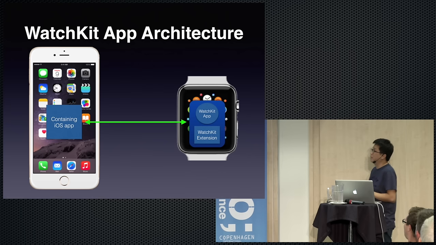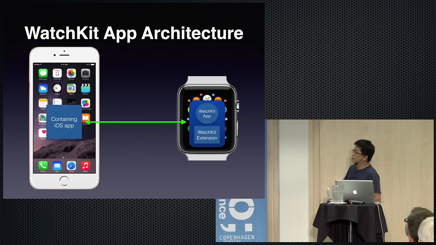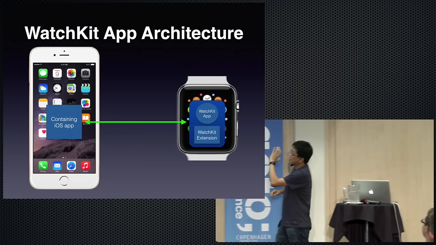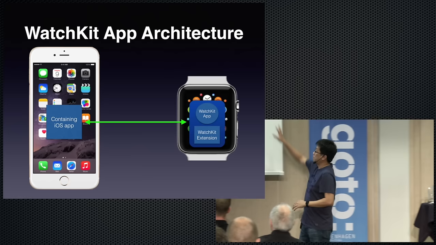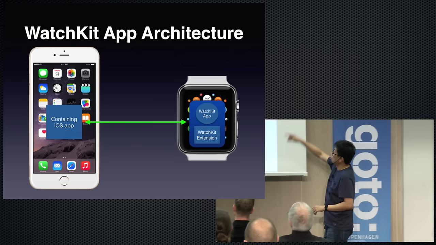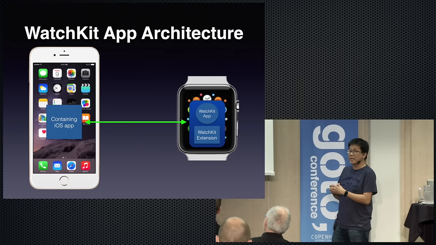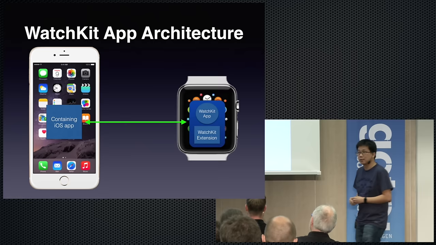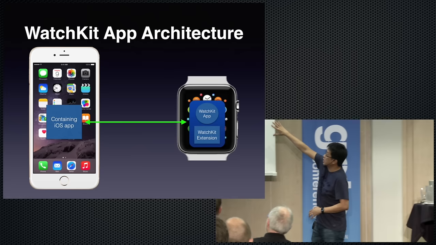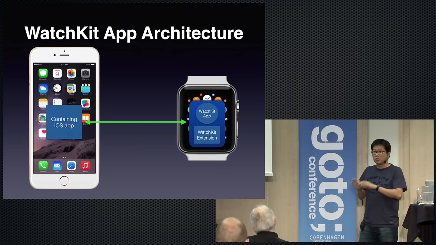Okay, now let's talk a little bit about the WatchKit app architecture. So at this moment, your Apple Watch application is still reliant on your iPhone for connectivity. So on the left, you have your containing iOS app. And on the right, you have your watch app. And in your watch app, you have two components. First, you have the WatchKit app. In the next slide, I'm going to elaborate on what are the things that you have in a WatchKit app. Now, besides the WatchKit app, you also have the WatchKit extension. So this is the place where you have all your Swift files, your code. And in the WatchKit app, this is where you have your storyboard. So good news is your knowledge in storyboard is very much applicable when you develop Apple Watch apps.